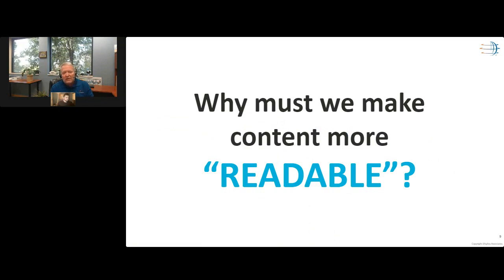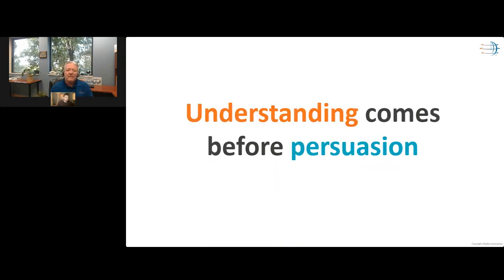Why must we make content more readable? Because we're writing for the evaluator. If they can't read it, and if they can't understand it, forget it. We're not going to score well. It's all about getting the best evaluation scores.